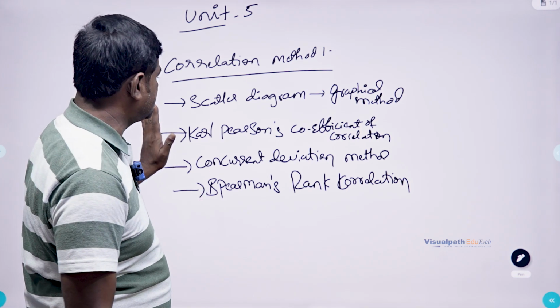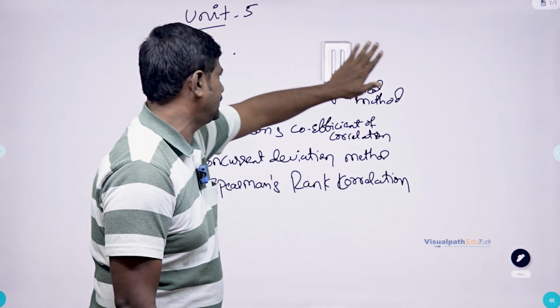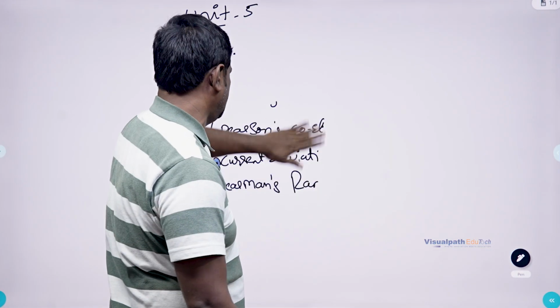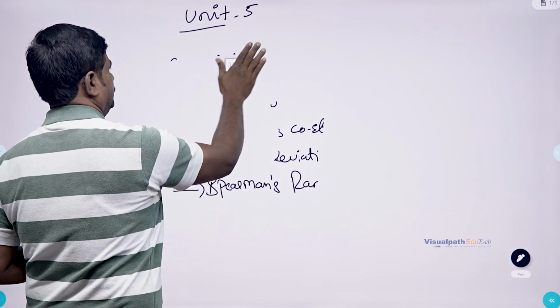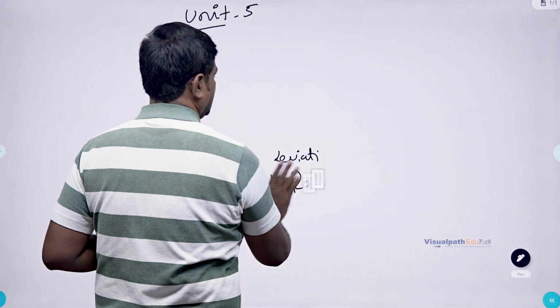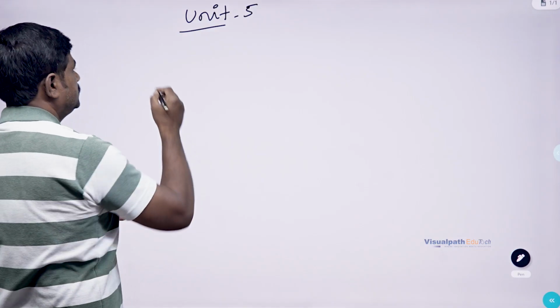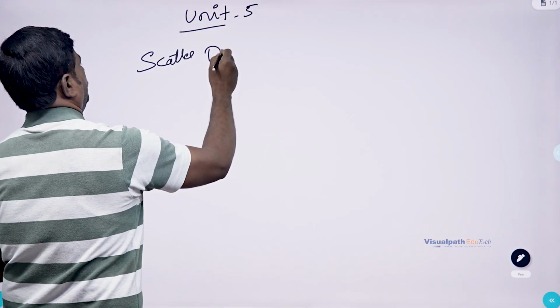So first we will discuss what the scatter diagram is. It means by using the scatter diagram, or graphical presentation, we can use this correlation method. So how can we find out the relationship between the two variables according to that graphical showing? That is a scatter diagram.